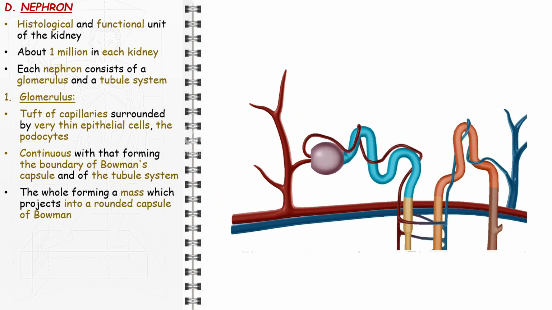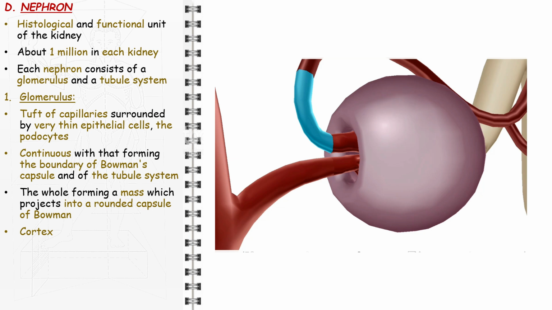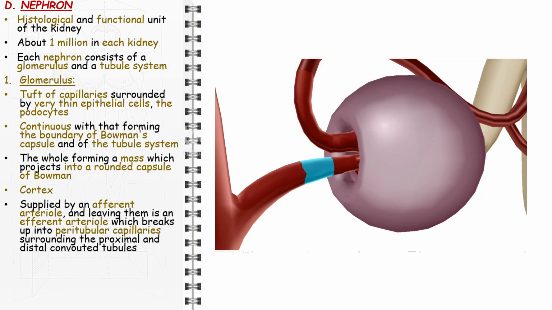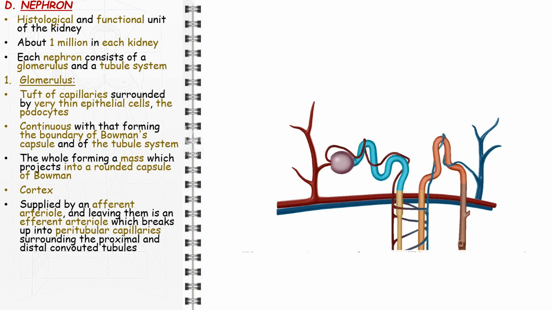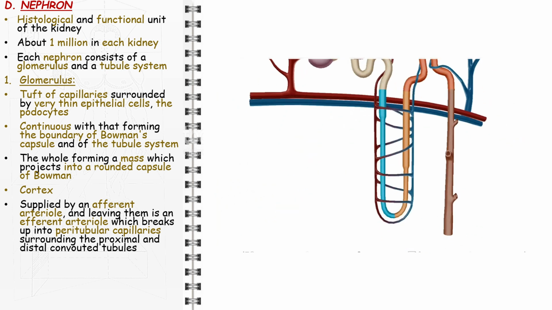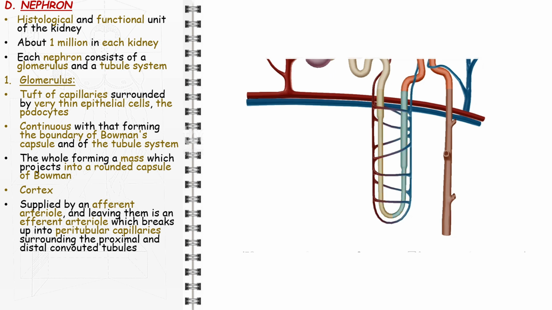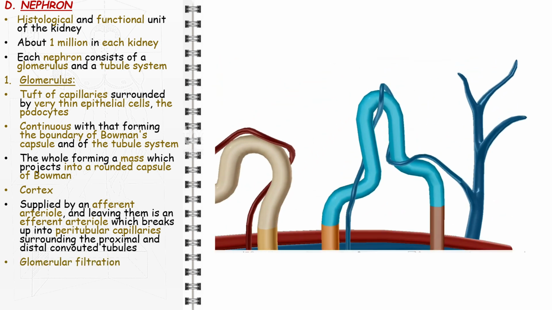It is supplied by an afferent arteriole, and leaving it is an efferent arteriole which breaks up into peritubular capillaries surrounding the proximal and distal convoluted tubules. The glomeruli ensure glomerular filtration, producing the primary urine that accumulates in the glomerular space.